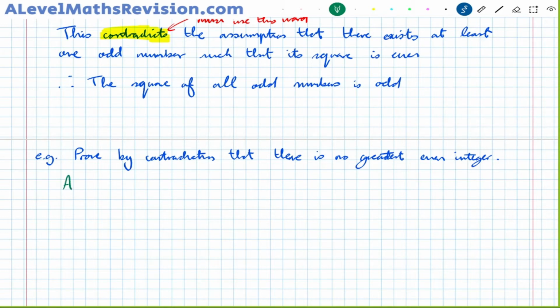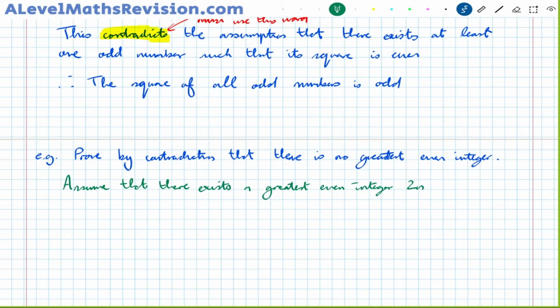So assume that there exists a greatest even integer to n. Now you might have wrote, based on what I said before, assume that there exists at least one greatest even integer to n. That's also technically right, but there can't be more than one greatest even integer, which is why I've slightly modified this statement.